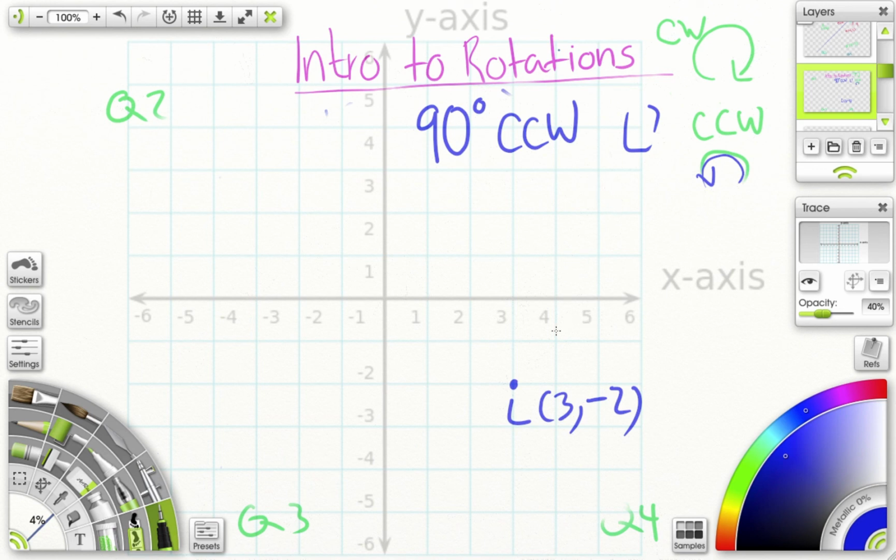What happens is switch around x and y. So it becomes -2, 3. However, one of them has to be opposite. If it's going to end up in this quadrant right here, they both have to be positive. So it means, what's my negative number? It's 2. So my first digit is the one that changes. So it becomes 2, 3. All right. So 2, 3. And that is my L prime.